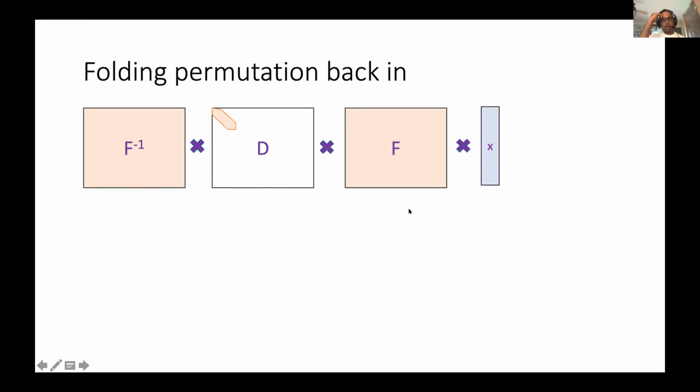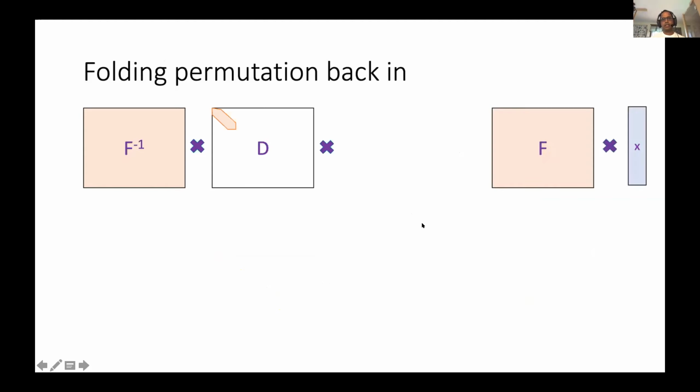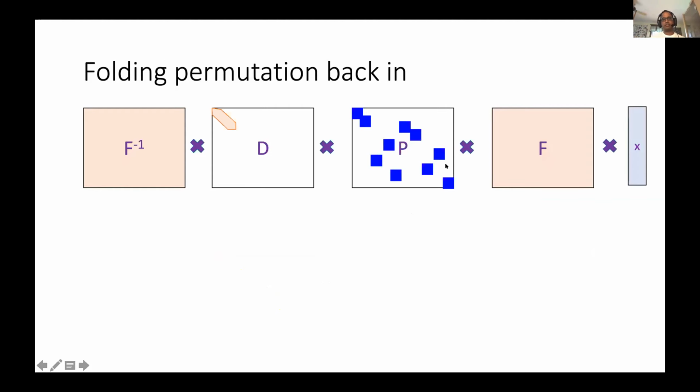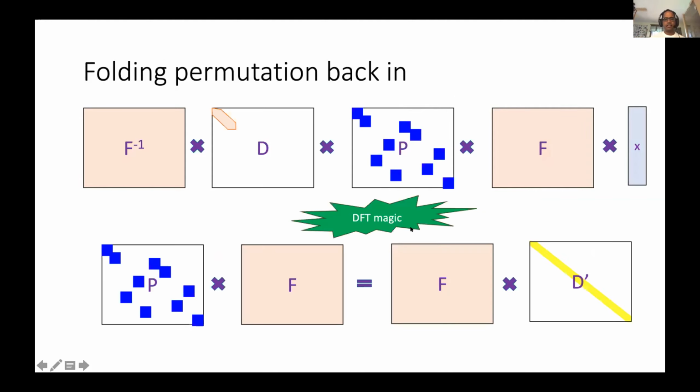So, however, all of this was predicated on the fact that I could randomly permute Y, which is F times X. And so the situation that I have is now I'm looking at the case where I have this random permutation in the middle. Now, for the Fourier transform, there's this very nice property that if this P comes from a family of pairwise independent permutations, then you can flip them around.